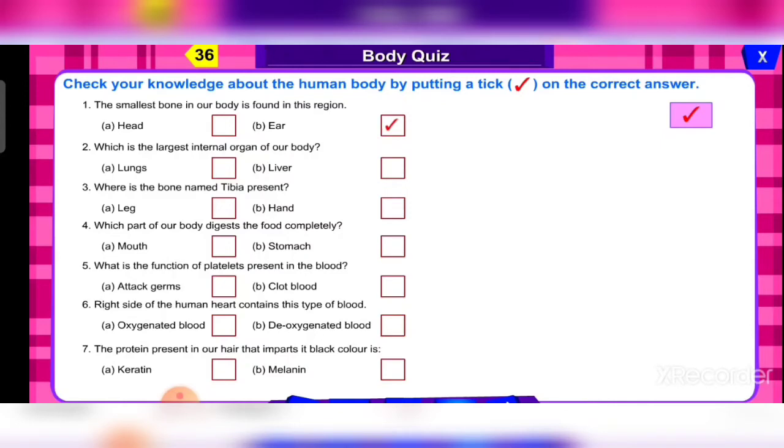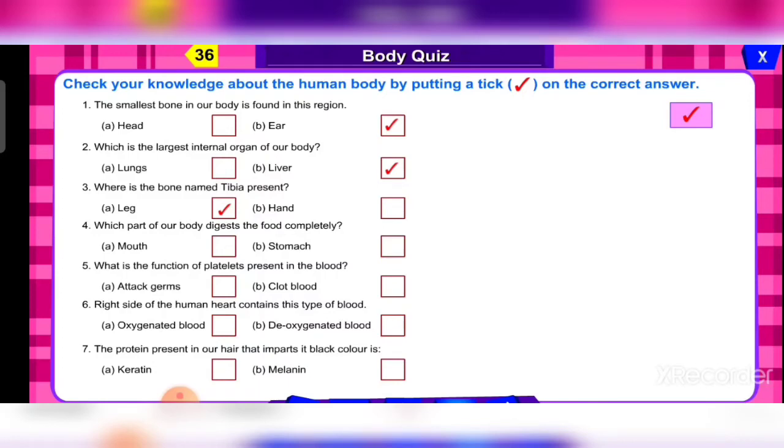Number 2, which is the largest internal organ of our body? So, is it the lungs or is it the liver? Yes, the right answer is liver. Number 3, where is the bone named tibia present? So, what is the answer? Leg.